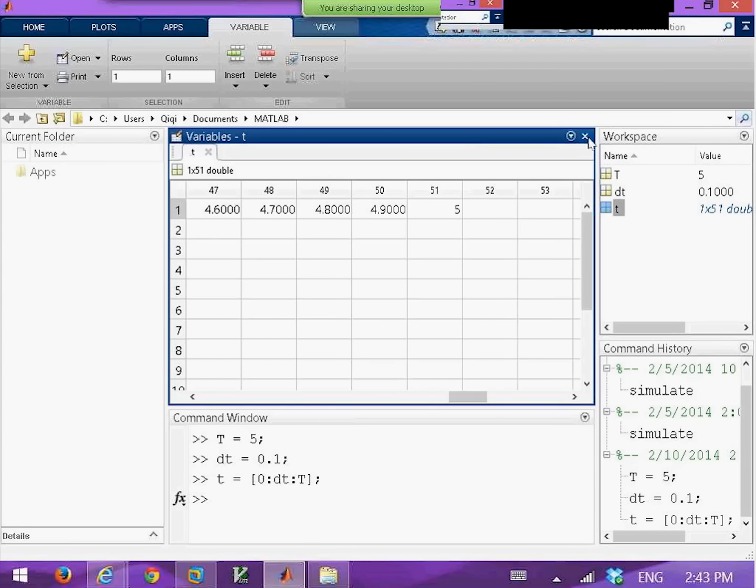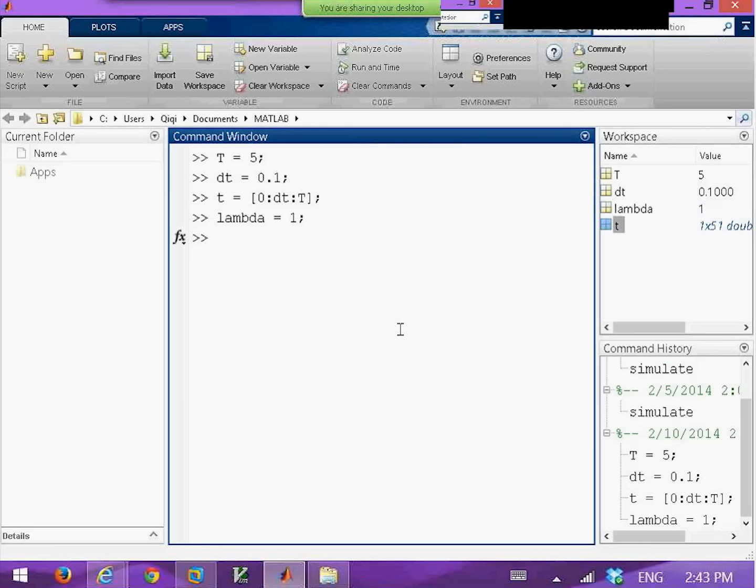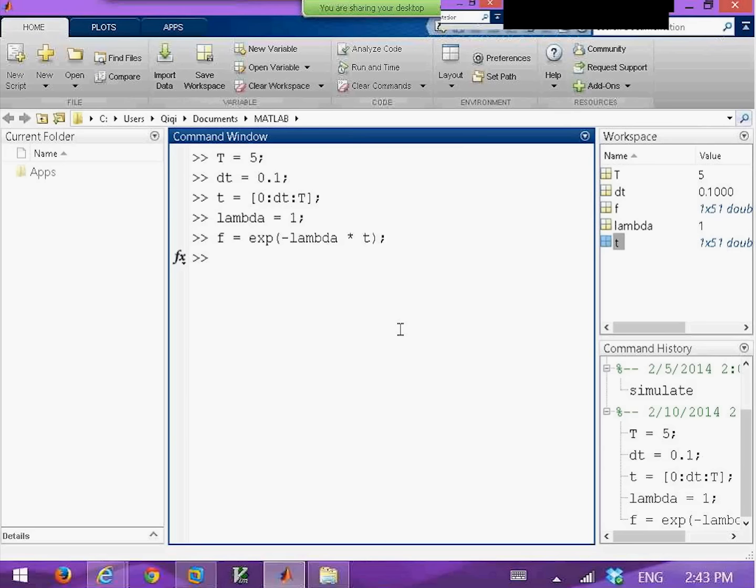All right. And now the function value f of t: let me set lambda equal to 1. And my function value is equal to exponential of minus lambda times t. That way I compute a discretized version of this function, f.